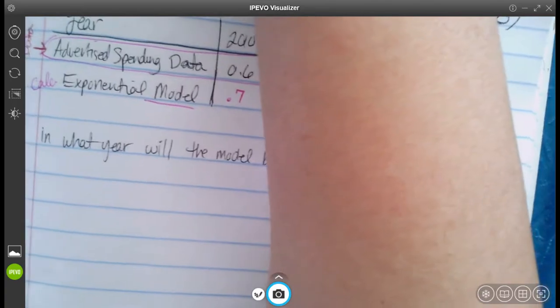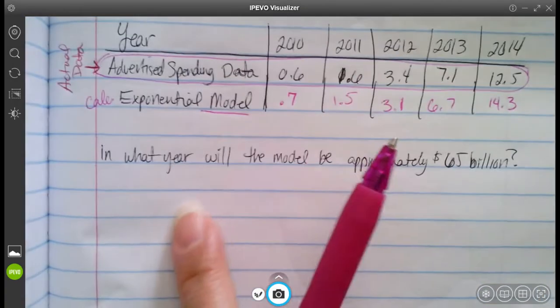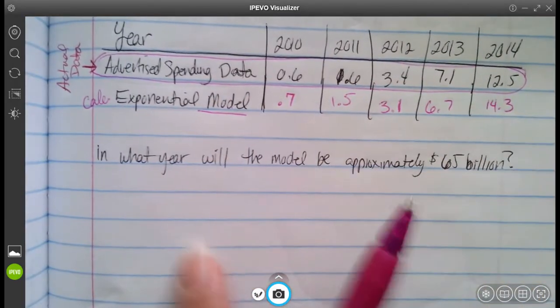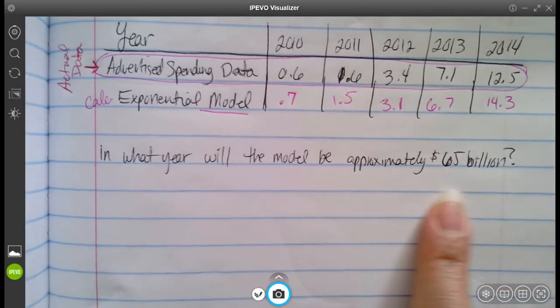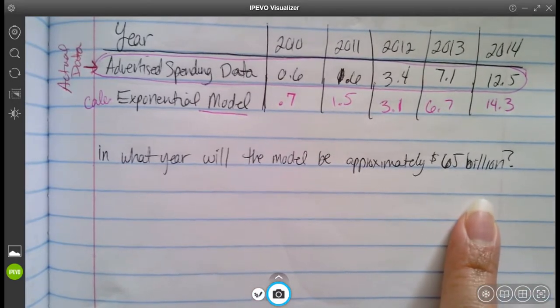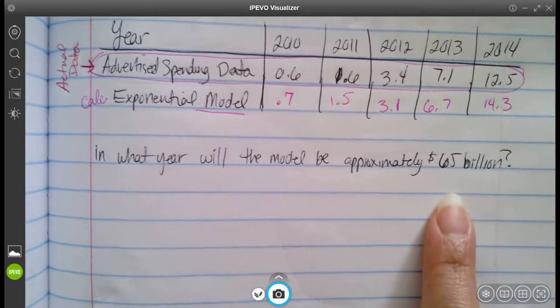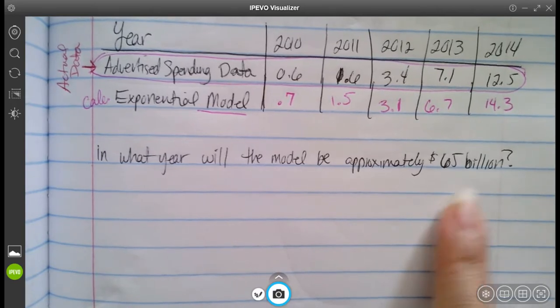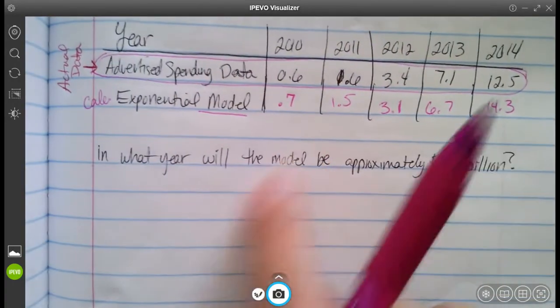Let's look at the next part here. It's saying in what year will the model, so now we're just going to stick with the model because we don't have the data for everything, right? Will the model be approximately $65 billion? Okay, so all we're going to do for this is we're going to plug in that 65 into the S because S represents the money.